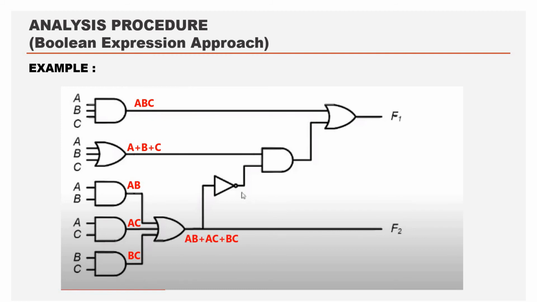Now we get the third level outputs of the gate, and this is AB plus AC plus BC's whole bar, which is A bar plus B bar, A bar plus C bar, and B bar plus C bar. Then we get the fourth level output of the logic gate, and after passing this through the AND gate, we get A B bar C bar plus A bar B C bar plus A bar B bar C.